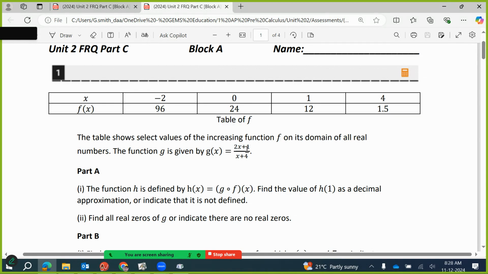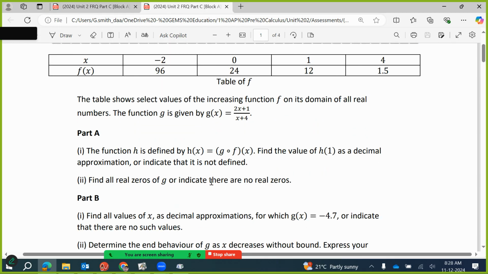The function g is given here as a rational function. Our first task is for the function h, defined as h of x is equal to g of f of x. We want h of 1 as a decimal approximation. So we need to find h of 1, which means we need g of f of 1.